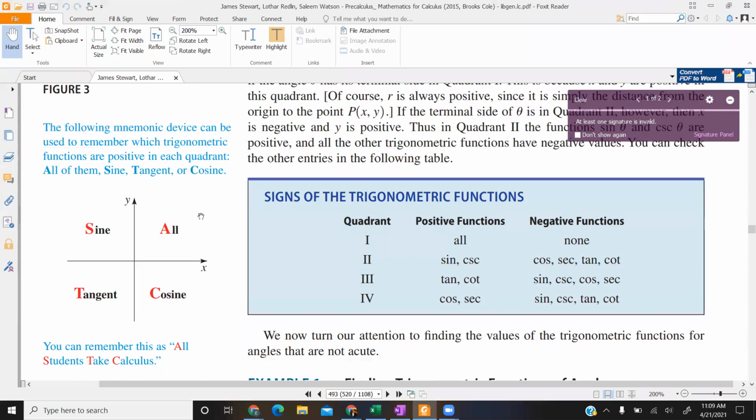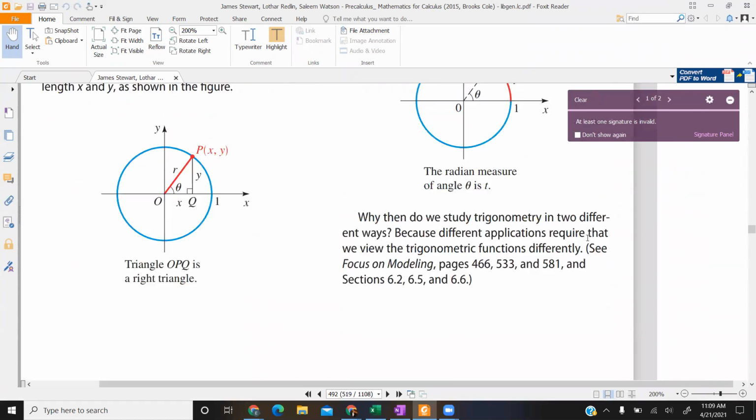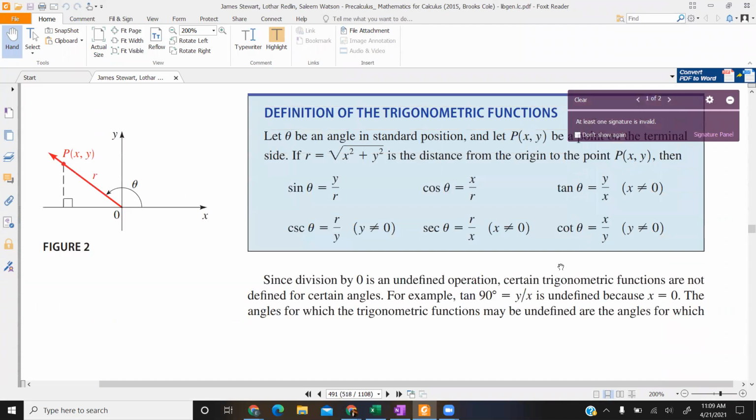This is the sort of thing we encountered already in chapter 5, like what is the sign of these functions? And from the very definition, we can determine it. So in the first quadrant, they're all positive, none are negative. And that's because in the first quadrant, remember, these are the definitions right here, your x and y coordinates are both positive.